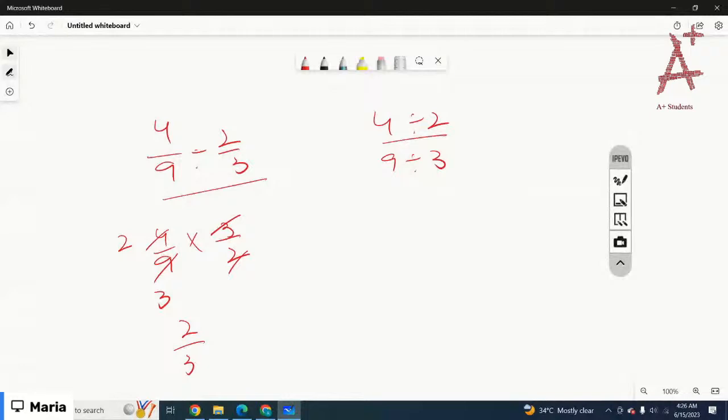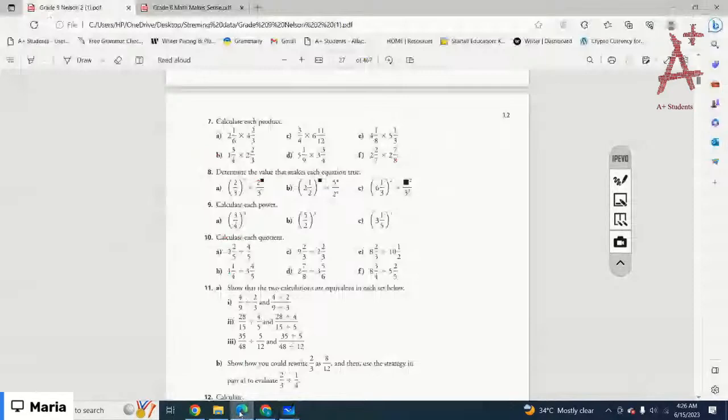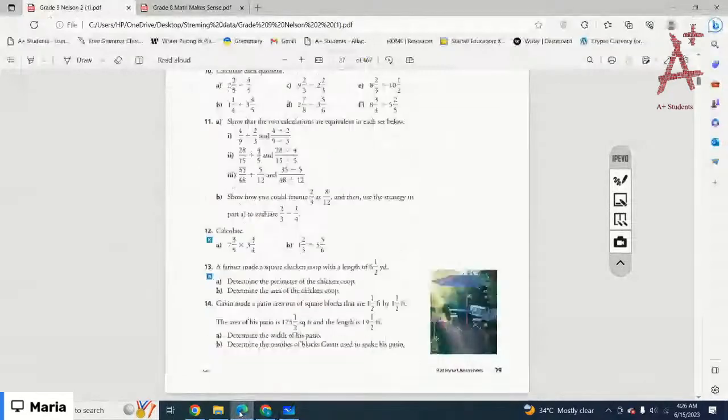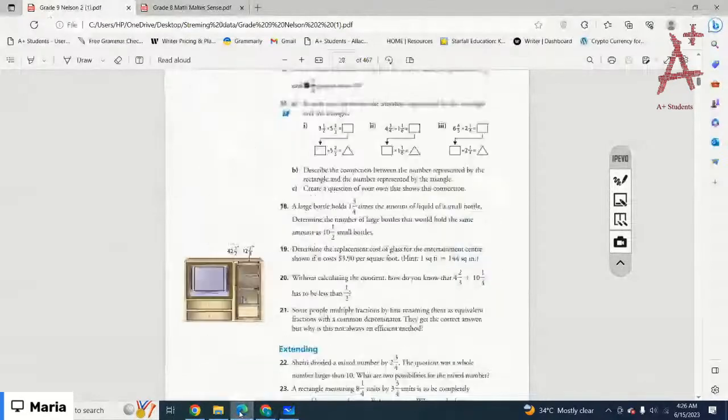Got it? Okay, now you have to solve this one. 4 divided by 2 is 2. This isn't a fraction division; the numerator is divided by 2 separately and the denominator is divided by 3 separately. Got it? So 4 divided by 2 is 2, and 9 divided by 3 is 3. So see, both the calculations have exactly the same answer. Got it? Okay, you can complete the rest of the questions by yourself later today.